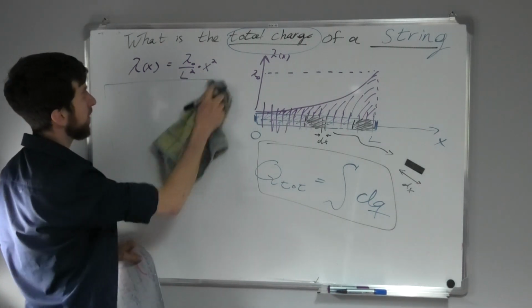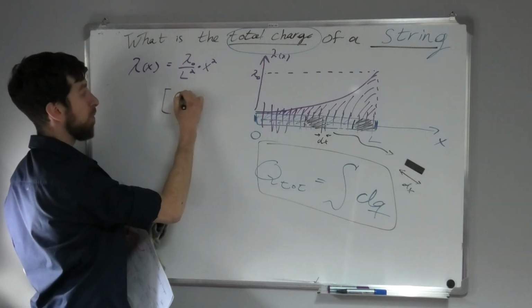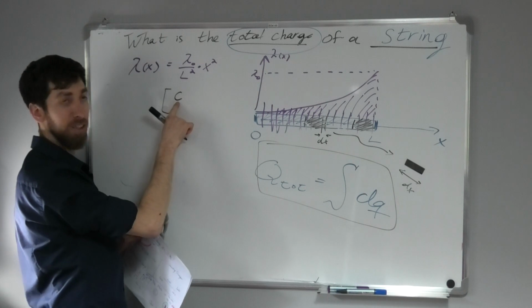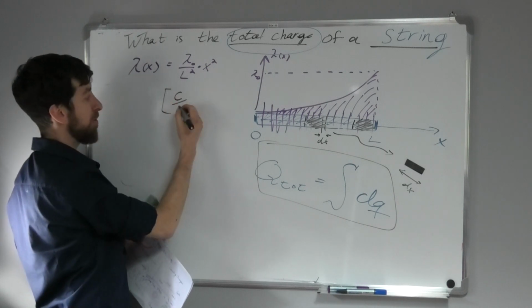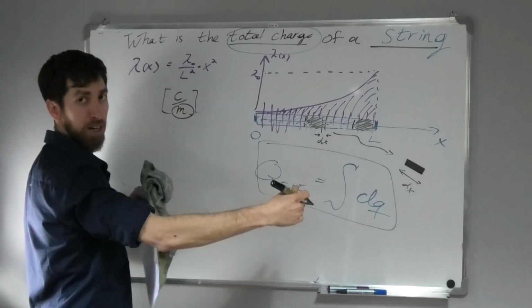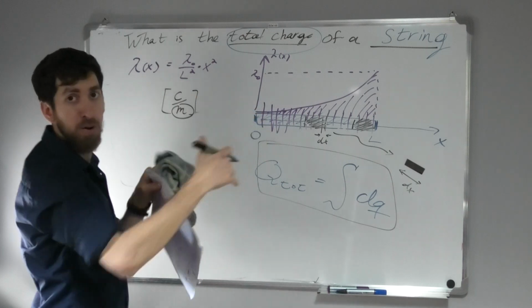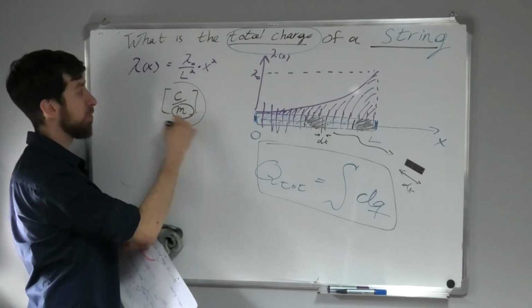I'm gonna clean this one. The unit of the charge density, I didn't tell you, but it's Coulomb per meter, which means on every meter I have this amount of charge. This charge, I have it per this meter. That's the idea of the unit, okay?